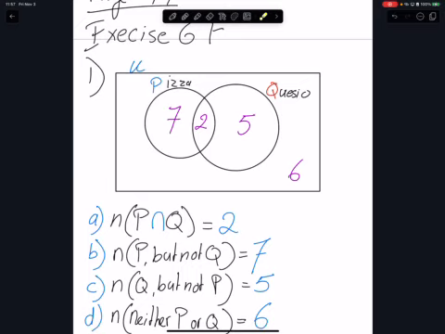B, P but not Q. That means if I ask the question, who only likes pizza, nothing else, raise your hand. Only 7 people will raise their hand, because these two like pizza and quesillo. My question was only pizza.